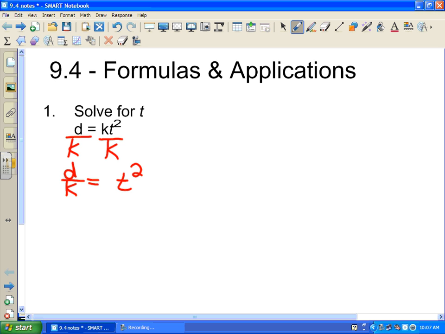Okay, so that would be d over k equals t squared. So now what would you do to get t by itself? Just square root. And that's why this is in this chapter, because we did square root. That's really the only thing that's different. So my answer is t equals the square root of d over k. But there's one more thing that I'm missing. What do you put when we do a square root?